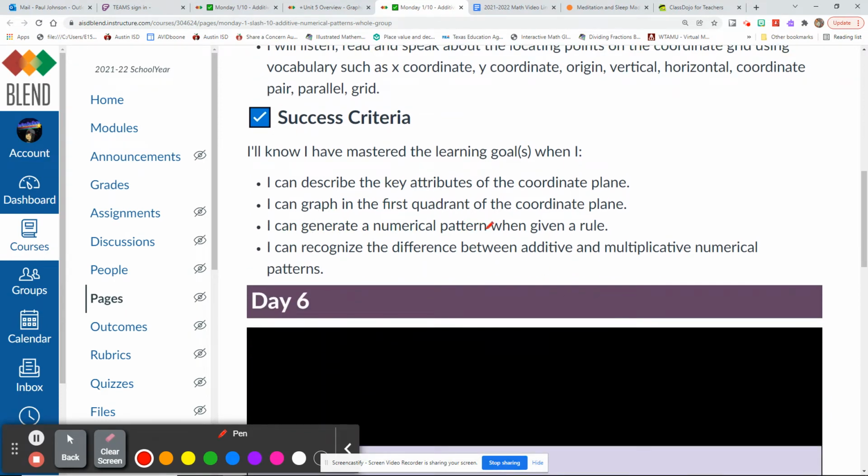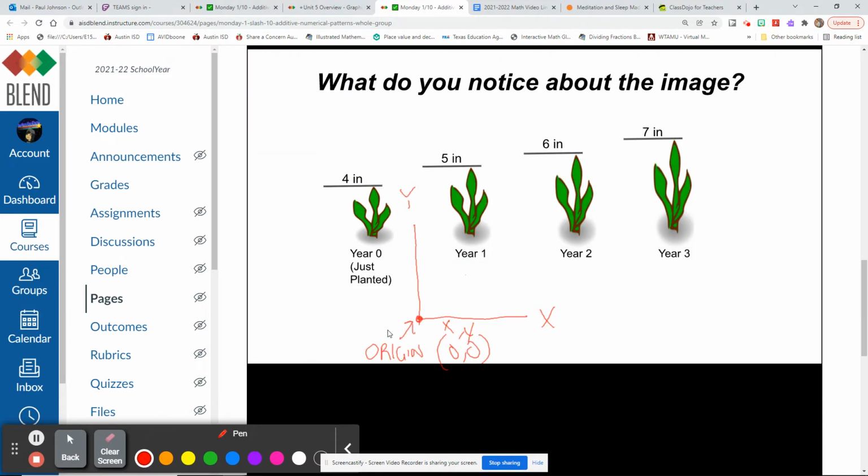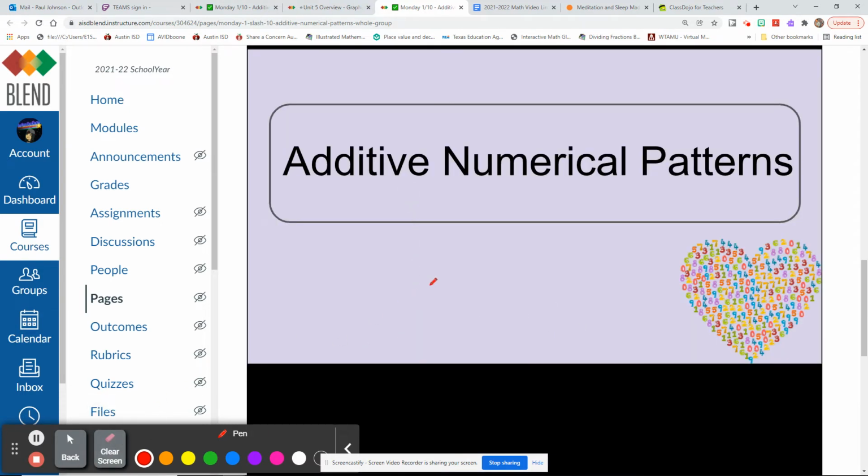I can generate a numerical pattern when given a rule. That's what we're going to work on today. Generating a numerical pattern when given a rule is drawing on the graph with the data. And then we will recognize an additive pattern today. All right. So, let's clear the screen and let's move on.